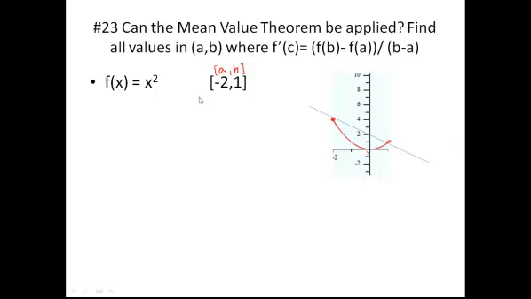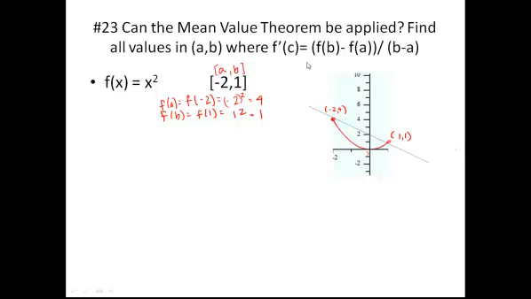So to do that, I am going to just calculate my f of a, so f of -2. If we want to, we can even write that. F of -2 is just going to be -2 squared, so we are going to get 4. And then f of b is going to be f of 1, our right endpoint, and that's just going to be 1. So this point right here is -2 comma 4, and this point right here is 1 comma 1.